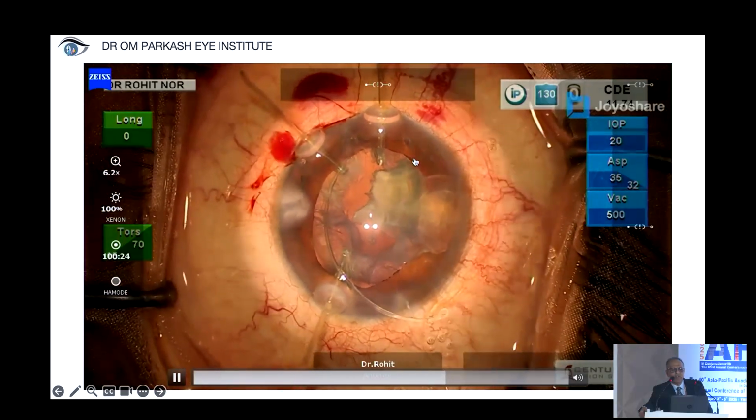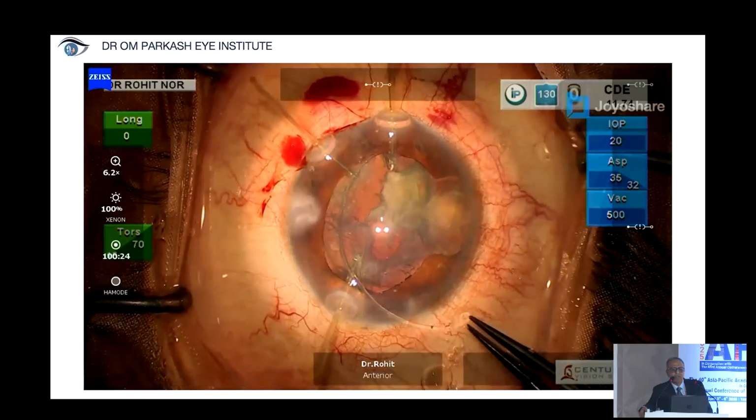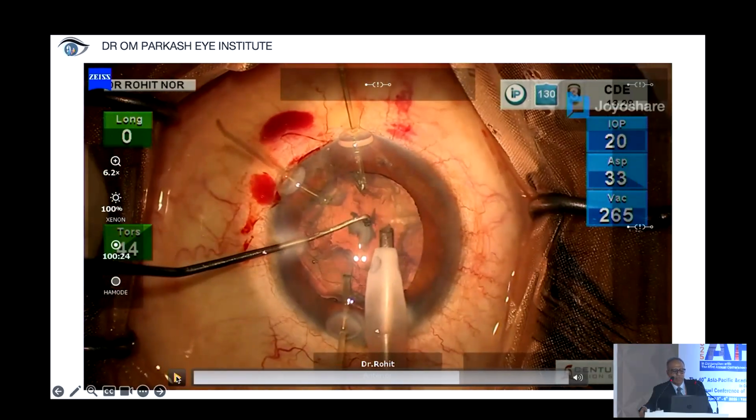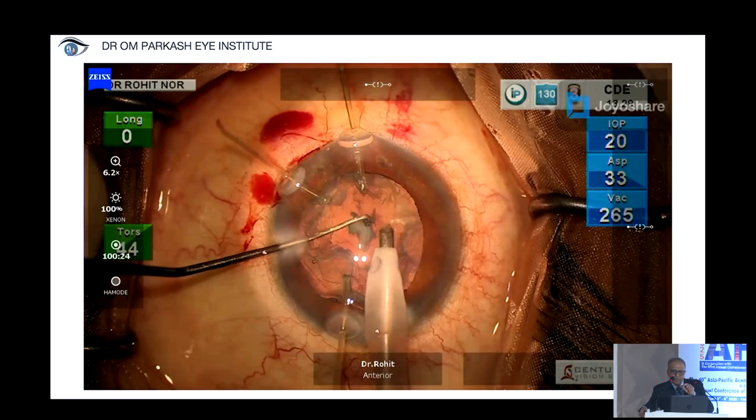Now when the last nuclear fragment is there, I'm putting a CTR. So CTR direction is also very important. If the zonular dehiscence is less than 90 degrees, you can put it either where the zonules are intact or not, but when it is more than 90 degrees, then you should go from the area where the zonules are intact.